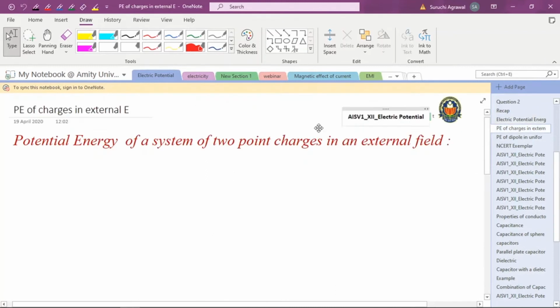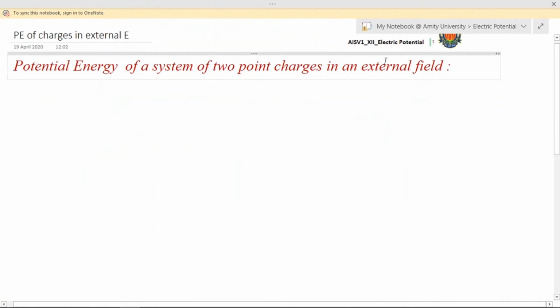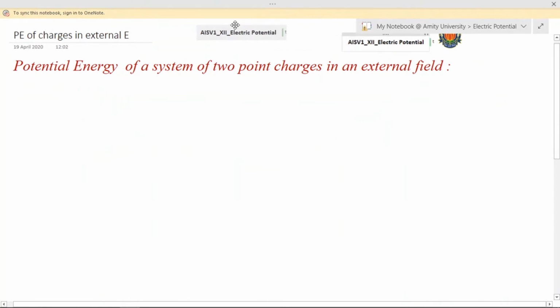Now, we found the potential energy when there was no external field. What if the system of 2-point charges lies in some external field? In that case, initially when we talk about the system of two charges, let's say Q1 and Q2, they were separated by some distance equal to r. So we discussed that to bring the charge Q1 at point A, there won't be any work done. Work done will be equal to 0 since initially there is no field.